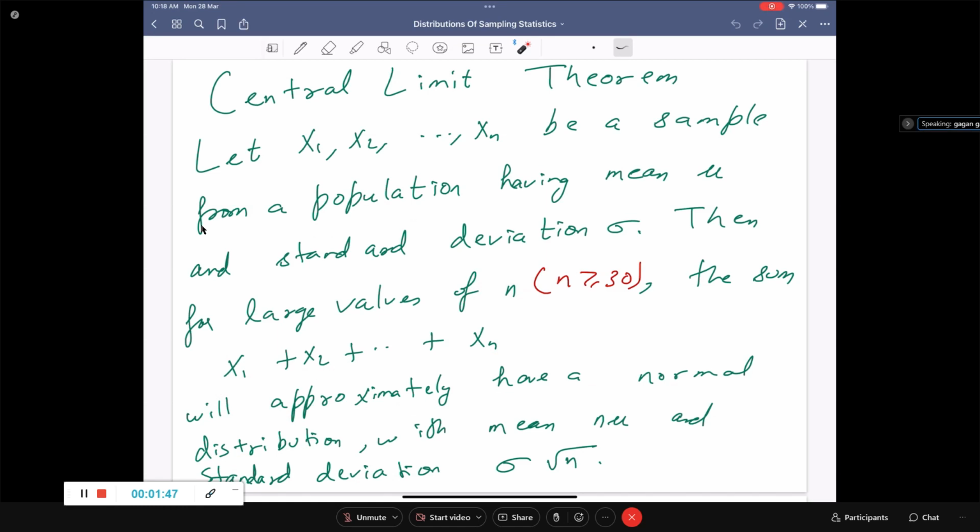So these xi could themselves have a normal distribution. They could have a binomial distribution. They could have an exponential, Poisson, geometric, hypergeometric. They could have any distribution whatsoever. But their sum, as long as n is sufficiently large, in fact, n equal to 30 is on the higher side. Sometimes even for n equal to 5 or n equal to 10, you will start seeing behavior similar to normal distribution.